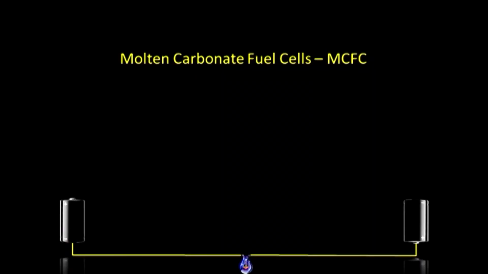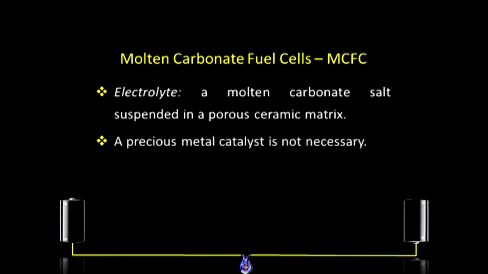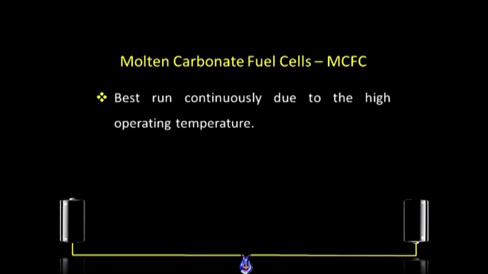Now the last type of fuel cell is the molten carbonate fuel cell. Again, the electrolytic membrane uses molten carbonate salt suspended in a porous ceramic matrix. In this type of fuel cell, it is not necessary to use a precious metal as a catalyst. These can run on hydrocarbon fuels, for example methane. They can operate at around 650 degrees Celsius. These run best continuously due to the high operating temperature range.